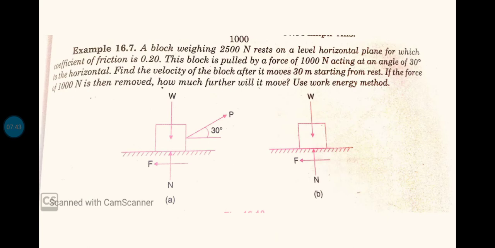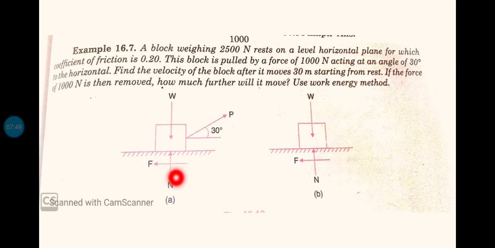Free body diagram of the block and the two cases are shown in figure. When pull P is acting, initially the case one is force P is acting. So here you can see weight is acting downward and normal reaction will be upward.